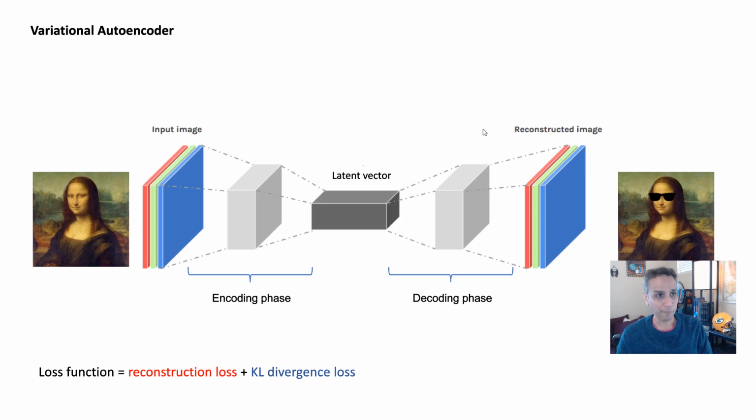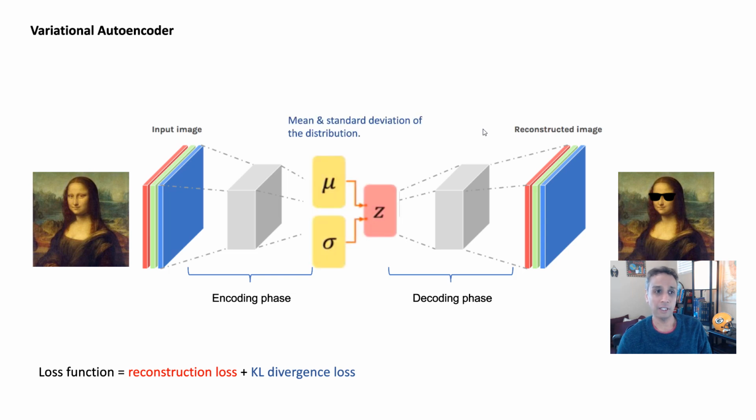Now, I'm replacing this latent vector with a normal distribution, let's say. And that distribution is defined by two parameters. One is the mean, and the second one is the standard deviation. So when you have a normal distribution, you can define it using the mean and the standard deviation, or variance, if you want to call it.